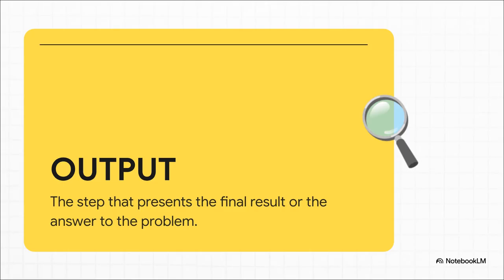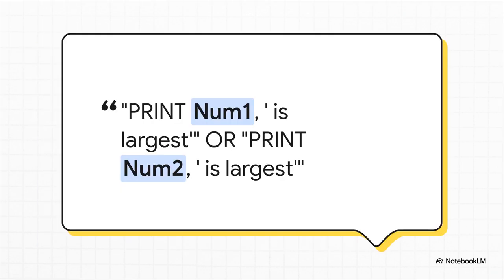And finally, that brings us to the output. This is the whole point of the recipe, right? It's the finished cake, the solved problem. It's the final answer that this entire process was designed to produce. It's the prize at the end. So our puzzle has two possible outputs, and now they make perfect sense.